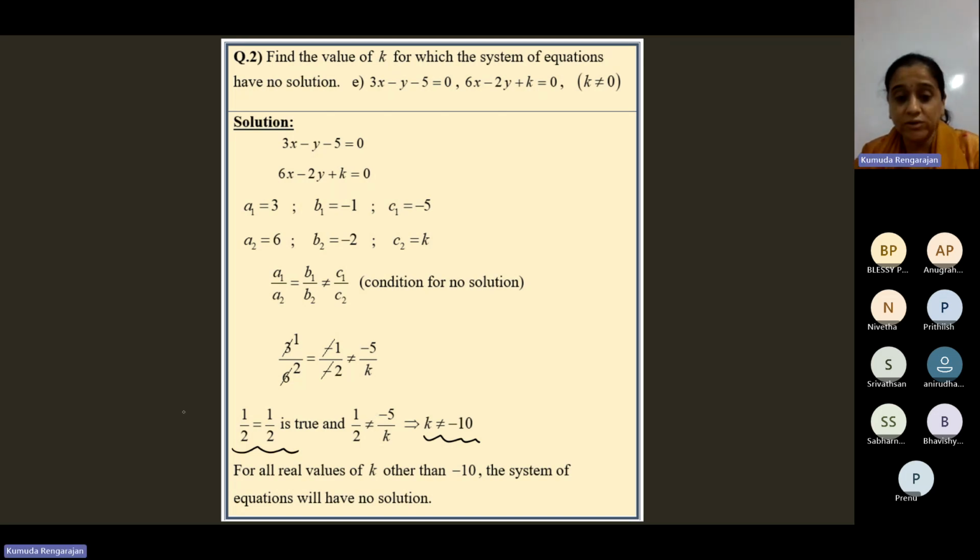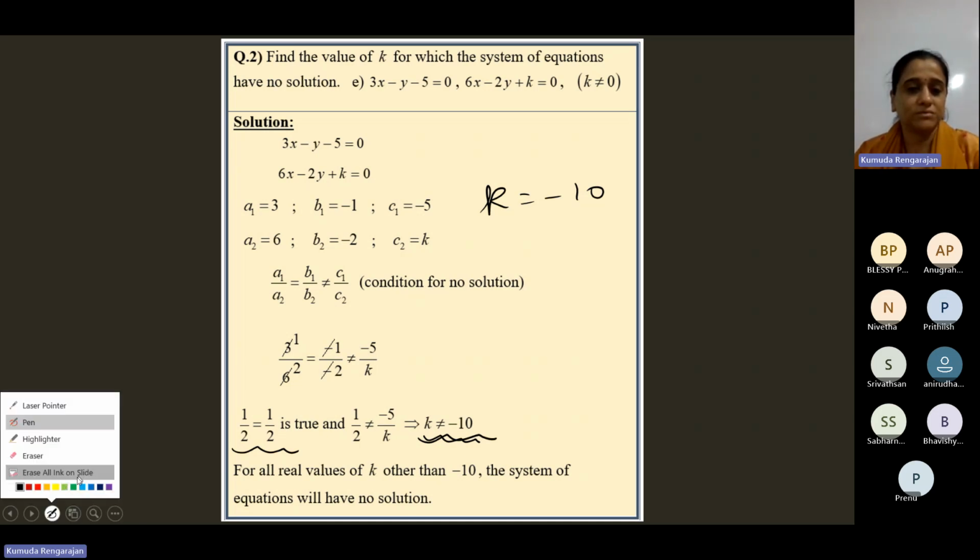If it is a not-equal-to condition, then the answer is like this. Now if k is equal to minus 10, then k is just minus 10. When you get k should not be minus 10, for this you should write k should not be minus 10. Then what values can k take? All real values it can take other than minus 10. The system of equations will have no solution.